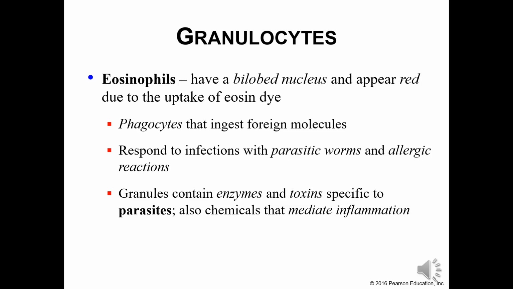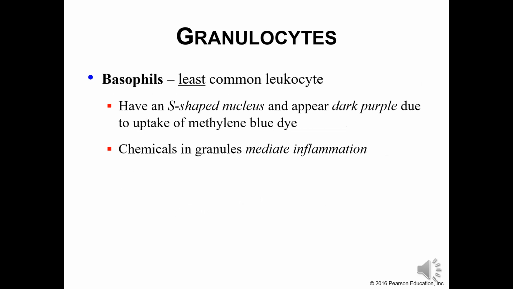Eosinophils in their granules also have an amount of an anti-inflammatory agent called histamine. So granules within eosinophils have many enzymes and toxins specific to parasites, but they also contain chemicals, like I said, histamine, that mediate inflammation. Now, by the way, the eosinophils represent roughly 2 to 4% of what we'll call a white blood cell differential, where you take the percentages of each individual leukocyte.